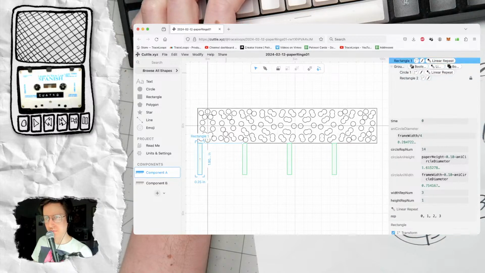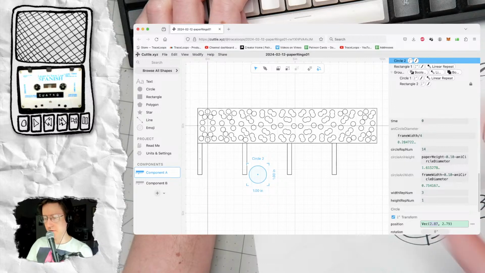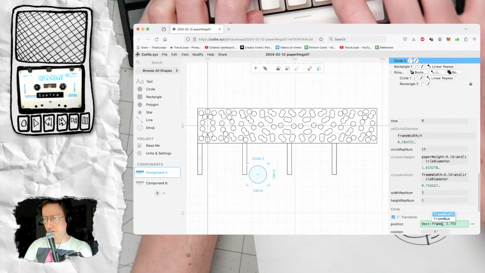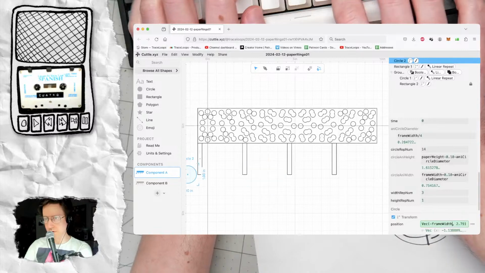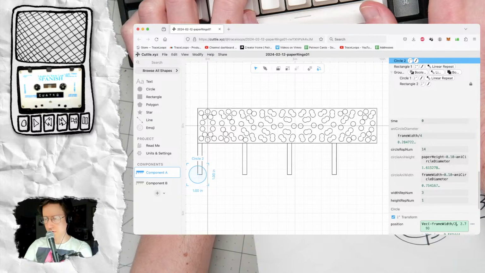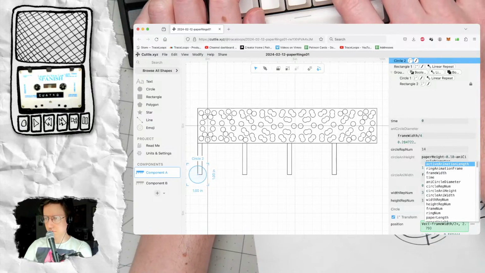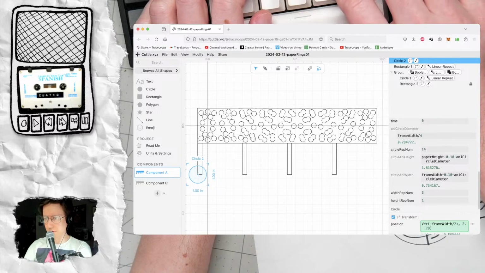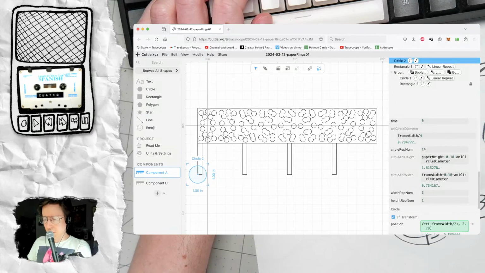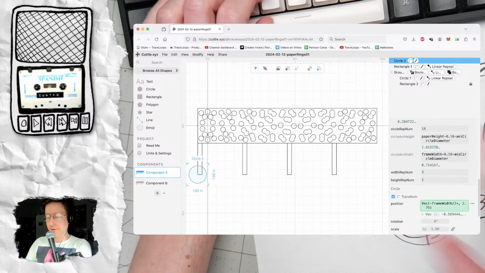Let's actually pull in a circle. This position is negative frame width divided by 2. Plus, what is this called? Connection tab.